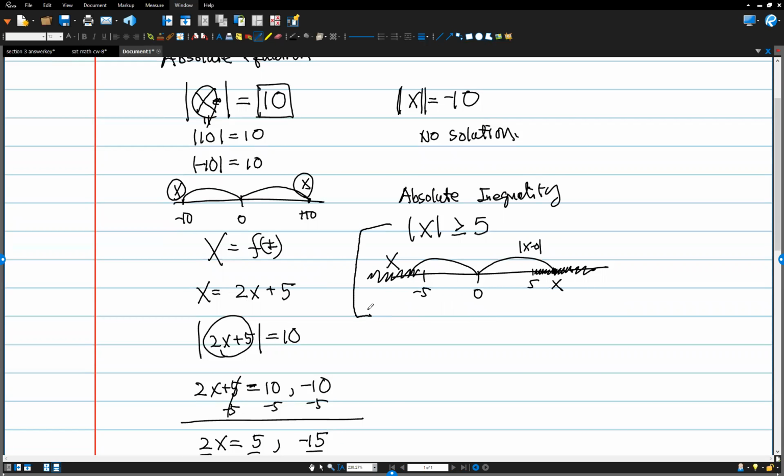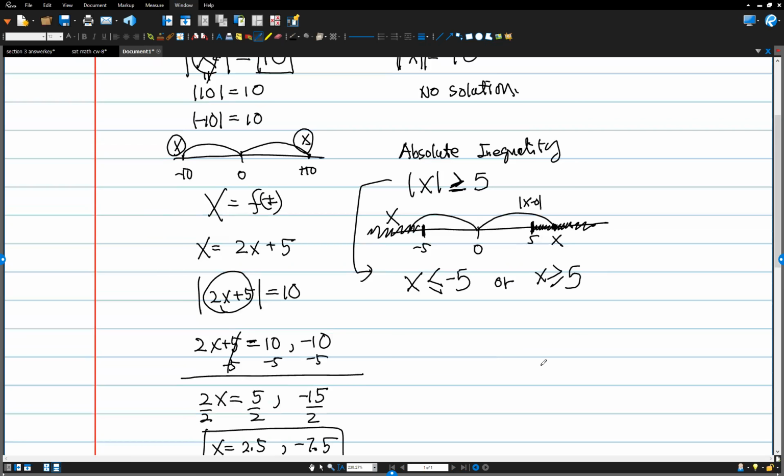So the solution for this inequality: x is less than or equal to negative 5, or x is greater than or equal to 5. That's the solution when you have greater than or equal, the other side of this endpoint. Are you guys with me? If there's no equal sign, just absolute value greater than 5, that's fine. Greater than means the other side. X should be less than negative 5 or x is greater than 5. That's the solution. There's no equal sign. Any questions about this?